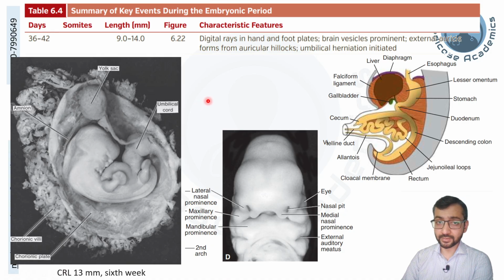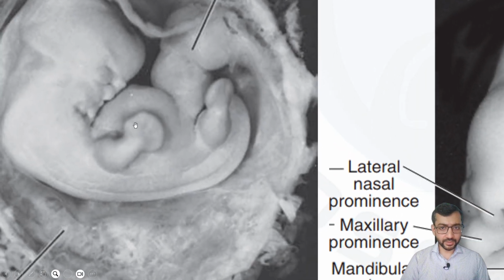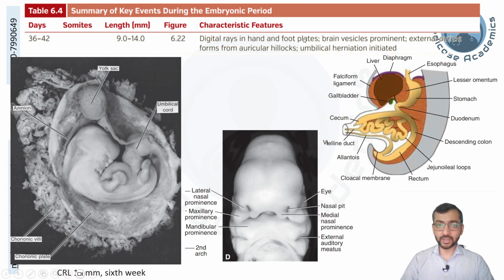After this, you are starting the 6th week, days 36 to 42, and you get rays. This was petal shaped, and you might be able to appreciate these small black lines. These are the parts where the epithelium will go flat, and you will get flattened areas between fingers, and you will get separating fingers. The brain vesicles become prominent, and they divide into forebrain, midbrain, hindbrain. They further get divided.